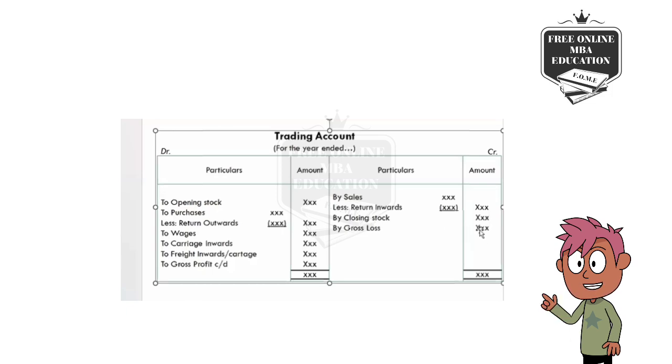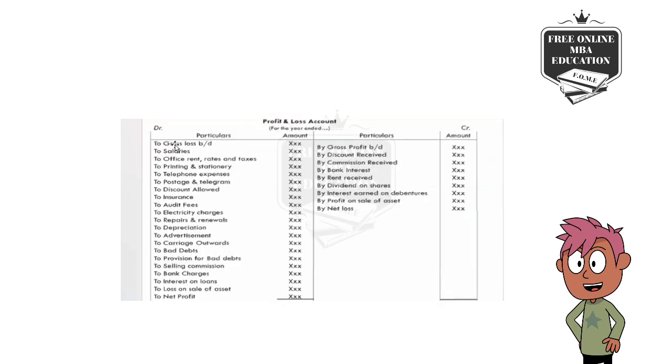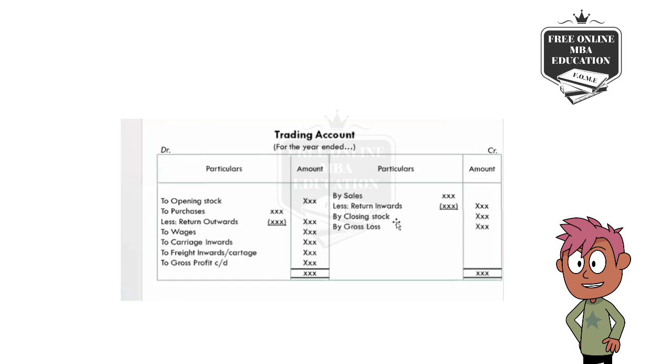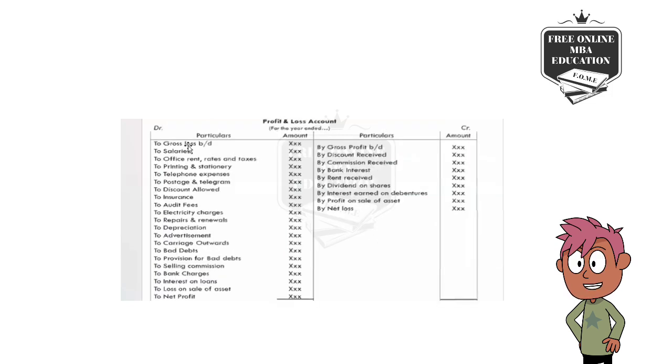Now this gross loss from the credit side, we are going to open as gross loss on the credit side. We are going to open at the P&L debit side as gross loss brought down. So whatever gross loss is carried down over here is going to be brought down at the debit side. From the credit side to the debit side, we carry it down.